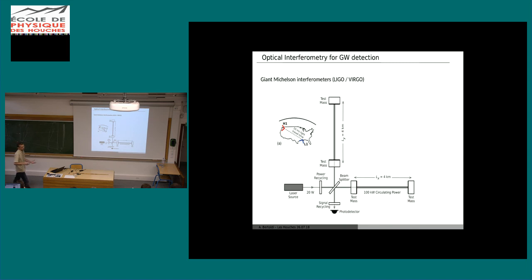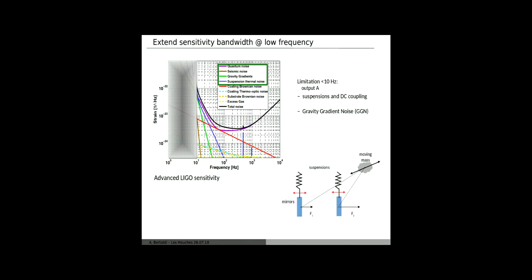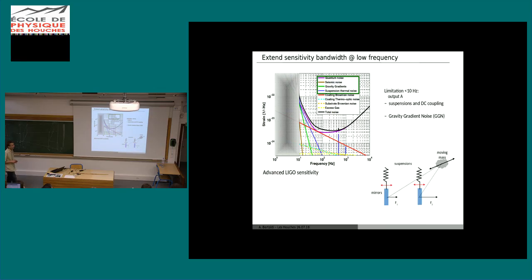So that's the state of the art for gravitational wave detection: an optical interferometer in a Michelson configuration. They rely on measuring the propagation time between probe masses that are mirrors, bulky mirrors suspended. And this is the sensitivity curve for LIGO. I want to concentrate on the limitations at low frequency.